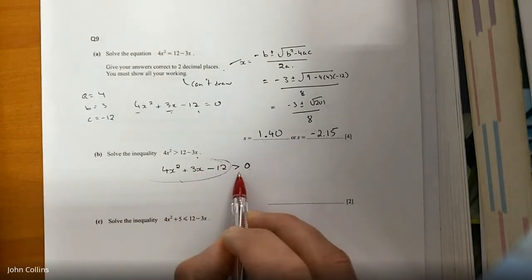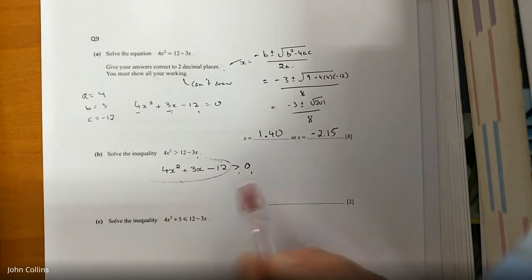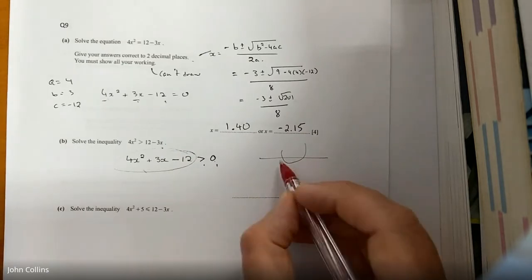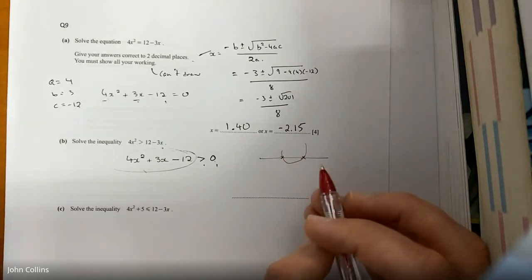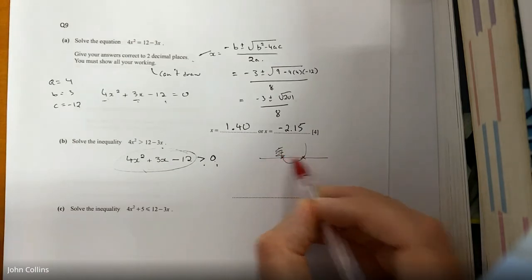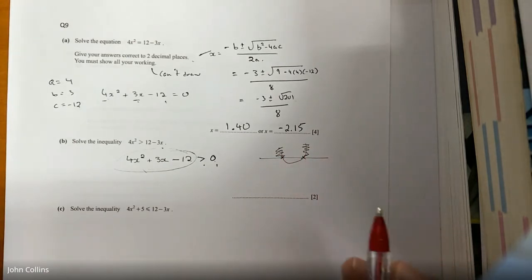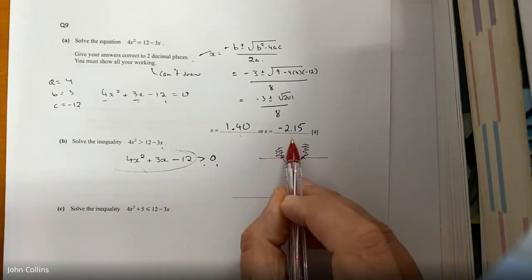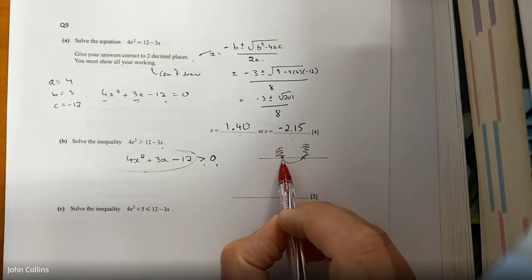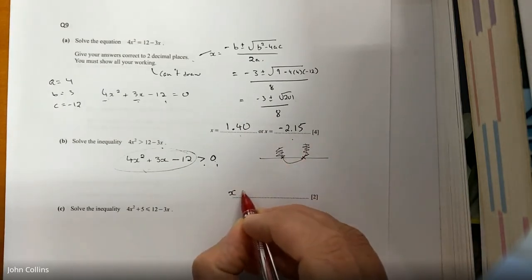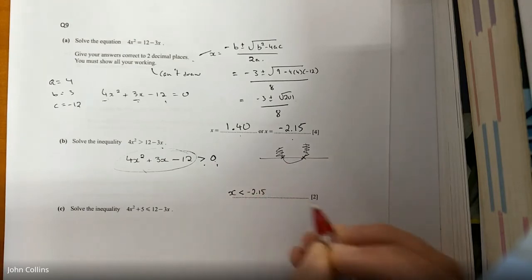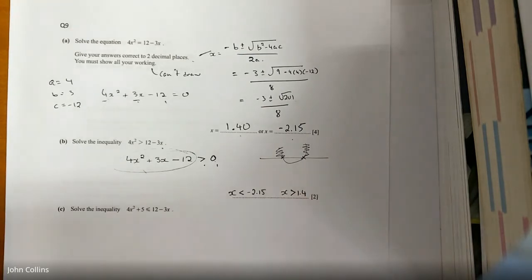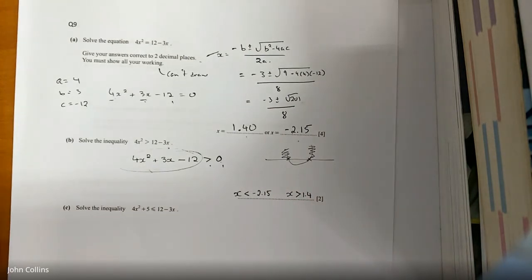Where is this function above 0? Again, where is it above 0? You know it's a U-shaped graph. You know it goes through the x-axis at 2 places. It's going to be above 0 before here and after here. It's not a sad face graph because it's positive. Do we know these 2 places? Yes. We just figured them out. So this is the minus 2.15. So when x is less than minus 2.15 and when x is greater than 1.4, it is above 0.